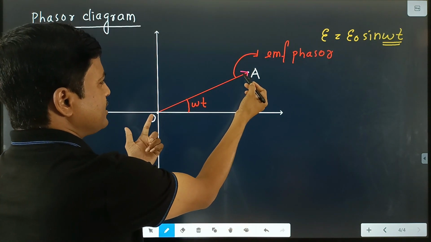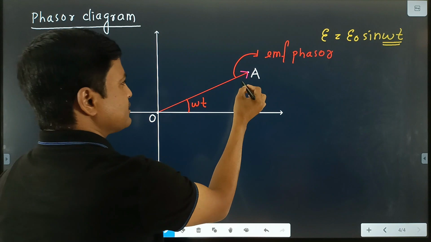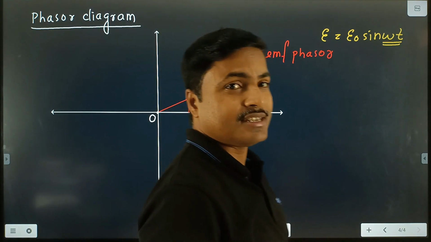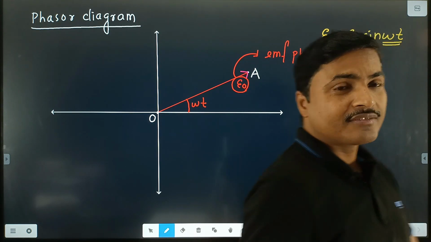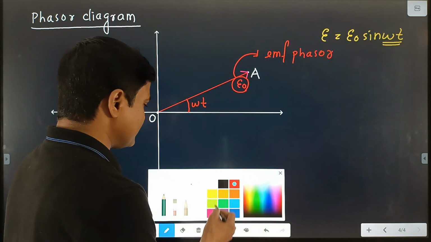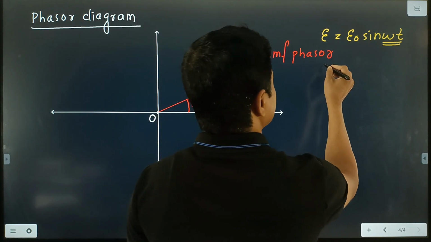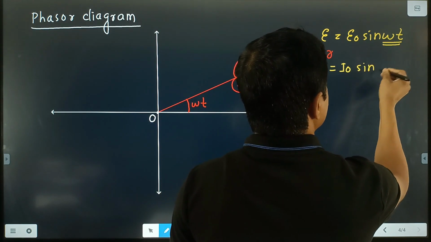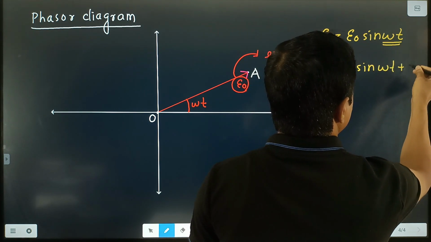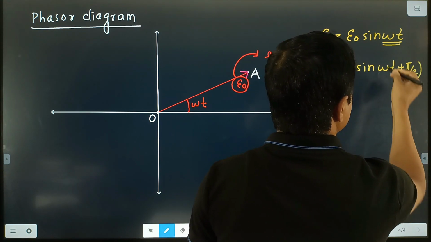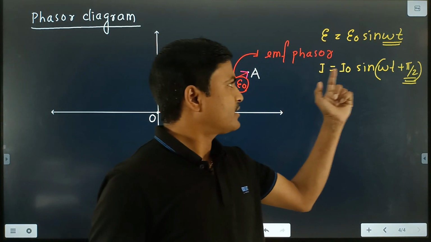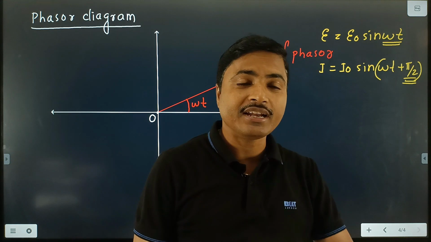and this is the maximum value from O to A. This is the maximum value or peak value, we write E0. And another phasor is there, that is known as the current phasor. For current, you know the equation, I is equal to I0 sin (omega t plus pi by 2). That means current leads by an angle pi by 2.